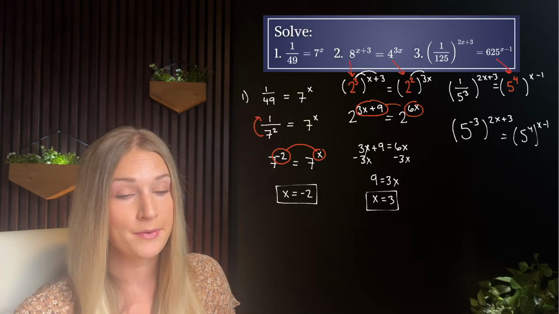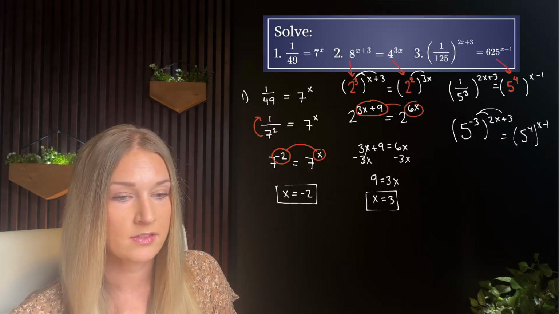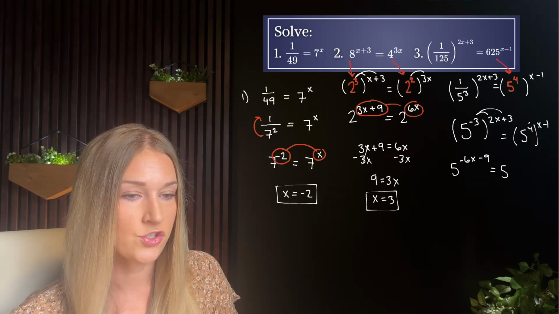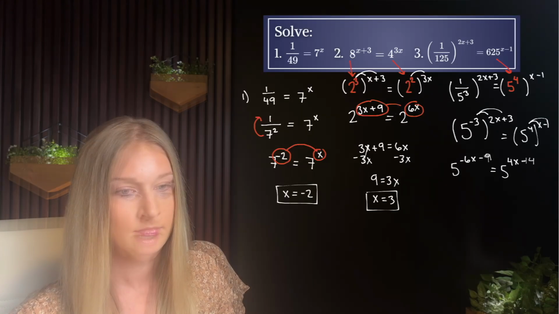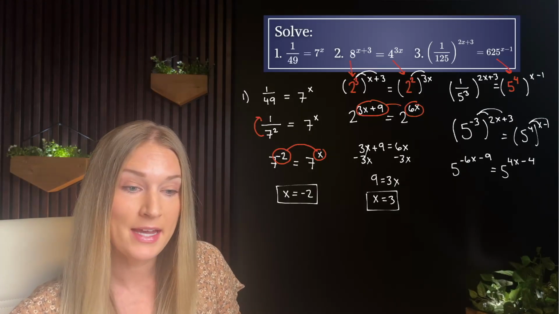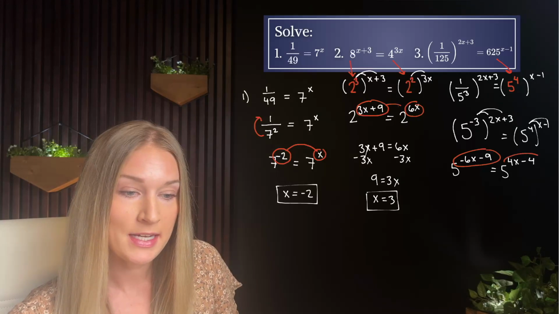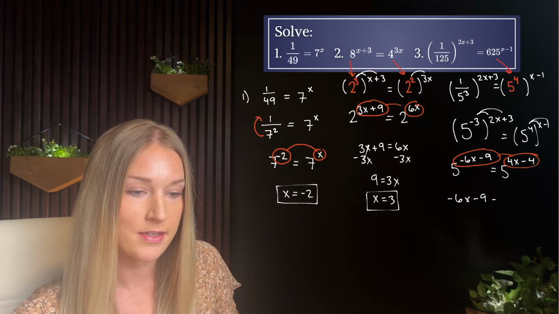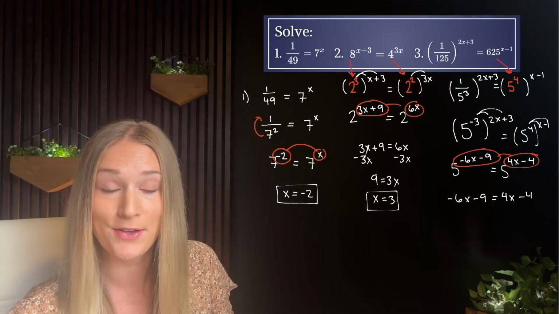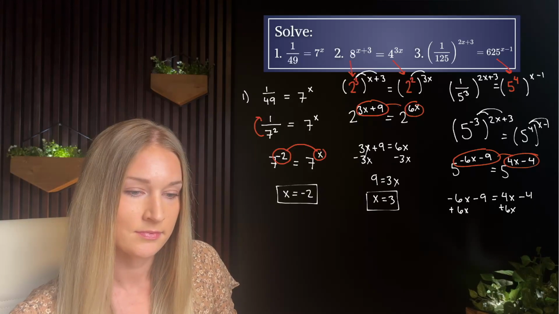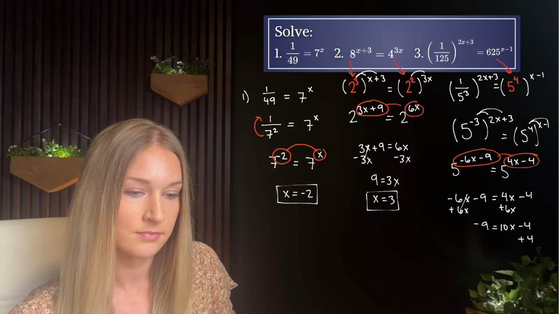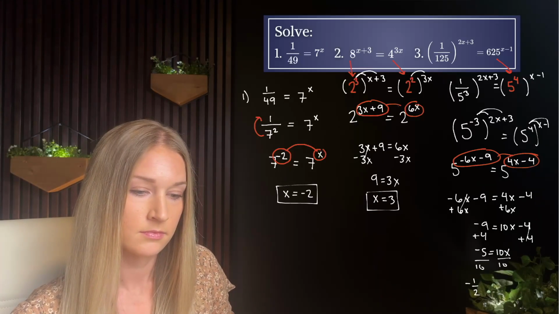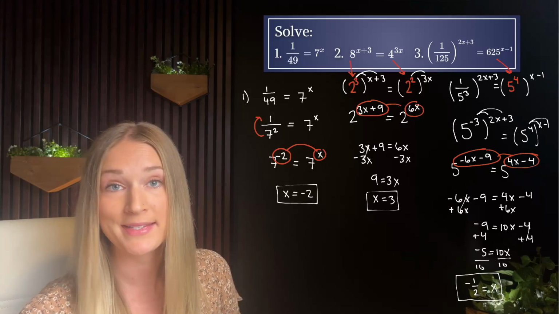And use the power of powers to simplify. So I distribute my negative 3. And I distribute the 4. And now, since my two bases are the same, my exponents must be equal. So I take these two exponents and write a new equation where they equal each other. And now I just solve. So x is negative 1/2.